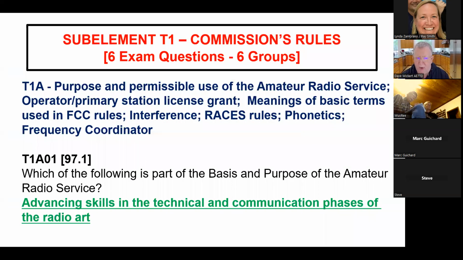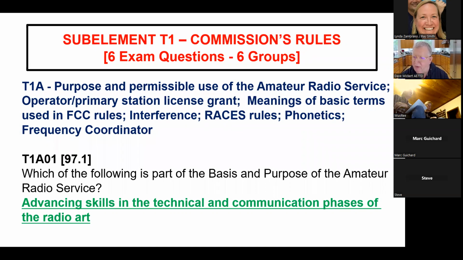All righty, so T1, which is for the technician exam. All the questions in the question pool have been grouped into 10 different groups. The group we're going to be looking at this evening is T1, which is the FCC Commission's rules and regulations.